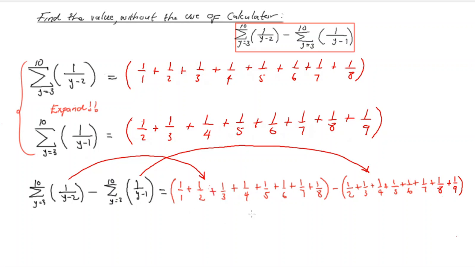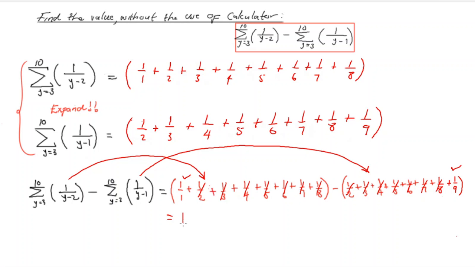So what I will do now is subtract these two sums. This half will cancel out this half because of the negative sign in between, and then the 1 over 3 will cancel out this 1 over 3, 1 over 4 will cancel out this, 1 over 5 will cancel out this, 1 over 6 will cancel out this, 1 over 7 will cancel out this, and this 1 over 8 will cancel out this one. As you can see now, I'm left with 1 over 1 and 1 over 9.